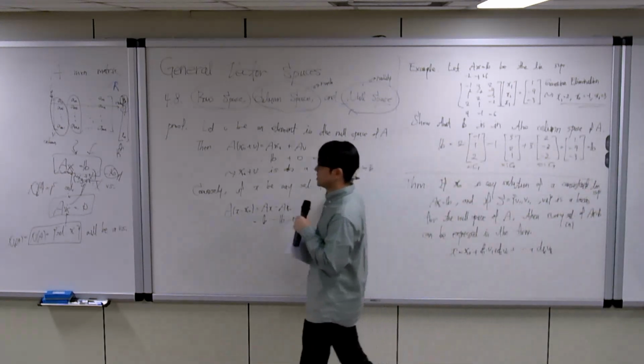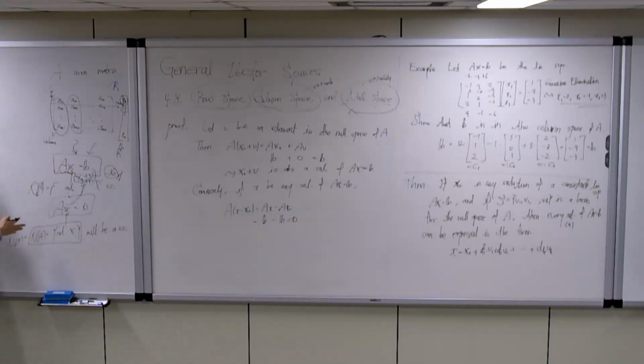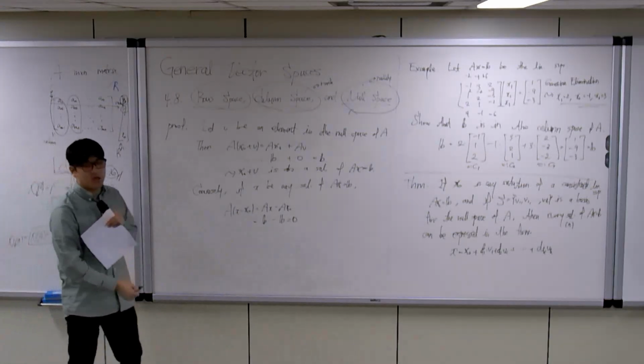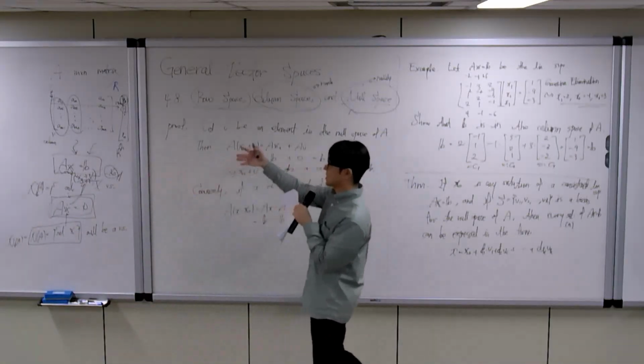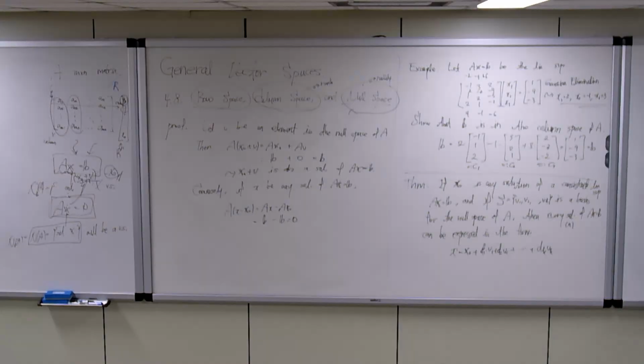So this theorem is explaining that although we defined the null space by the homogeneous equation, it can also be expressed for any linear system.